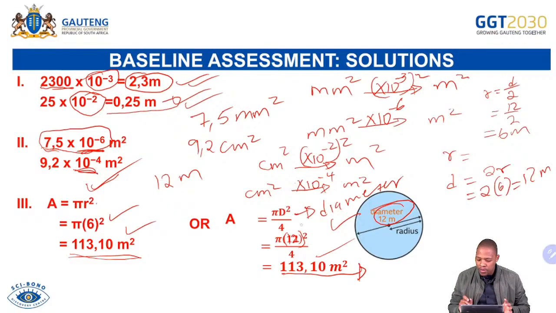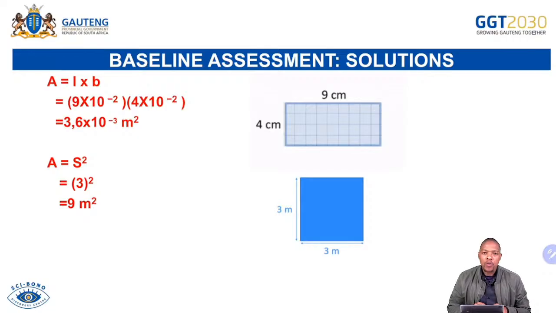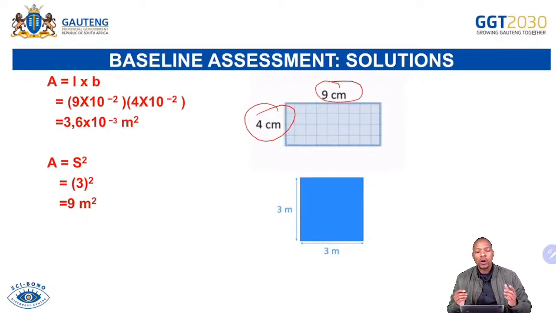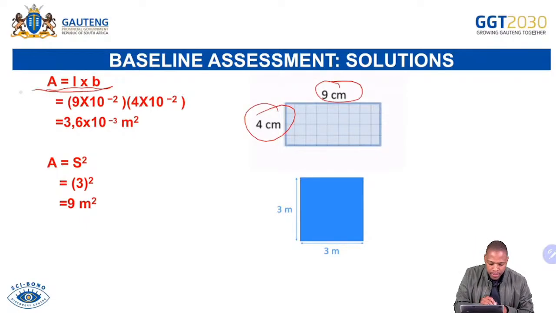Once you're comfortable with that one, let's move to the calculation of the area of a rectangle now. And here it is, a rectangle of 9 centimeters times 4 centimeters. What's the formula? Length times breadth. This is the easiest one, okay? But the issue here is that the 9 is in centimeters and the 4 is also in centimeters. What does that mean? It means we must convert. We must convert from centimeters to meters. There is the conversion coming back, okay?